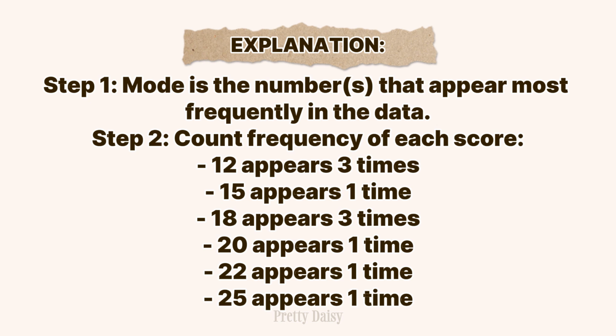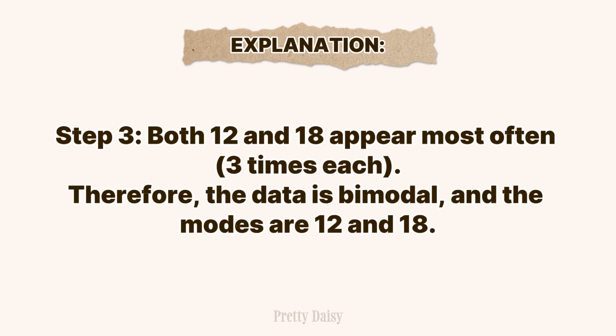Step 1. Mode is the number that appears most frequently in the data. Step 2. Count the frequency of each score. 12 appears 3 times. 15 appears 1 time. 18 appears 3 times. 20 appears 1 time. 22 appears 1 time. 25 appears 1 time. Step 3. Both 12 and 18 appear most often, 3 times each. Therefore, the data is bimodal, and the modes are 12 and 18.